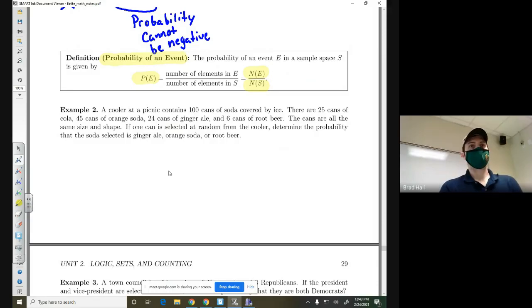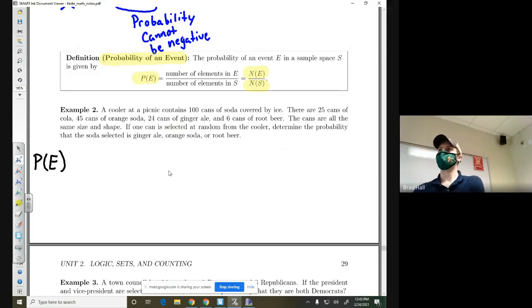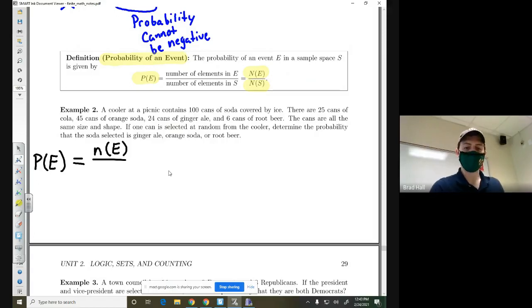Really, the way I'm going to start off all of these, we're going to be looking for the probability of some event in each problem, which means we need to know the number of elements in that event divided by the total number of outcomes. I will be starting off every problem with this notation. It's just a formality.